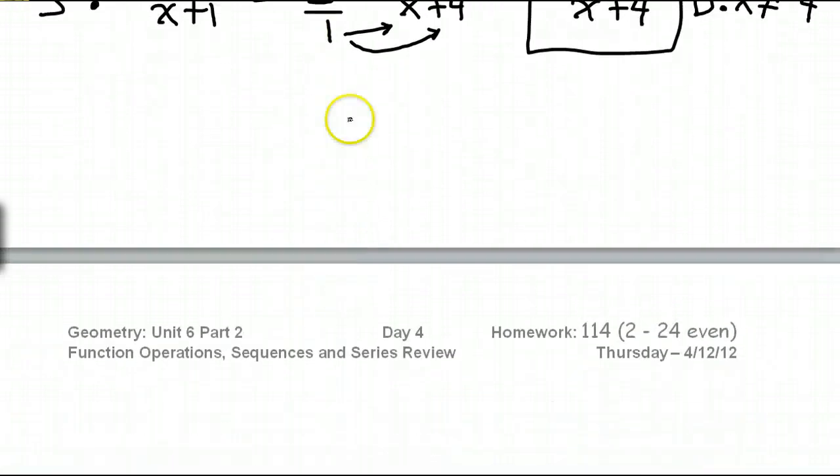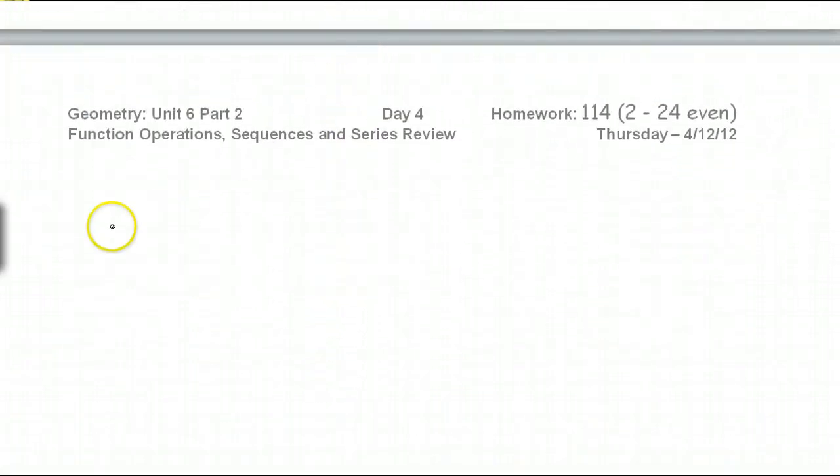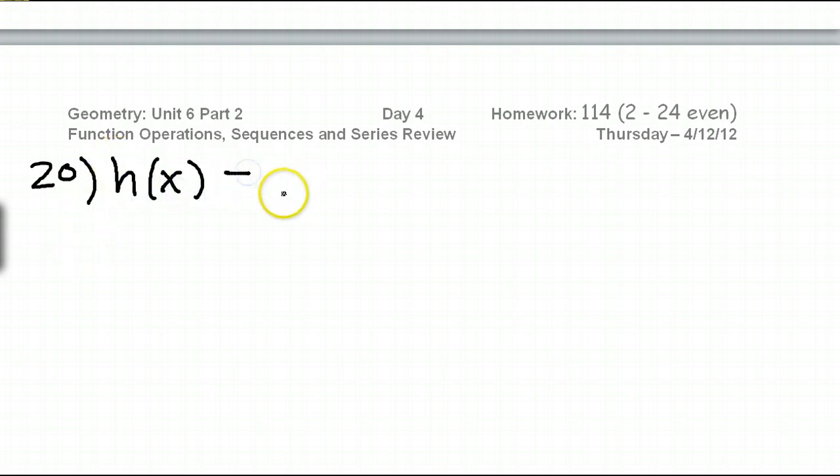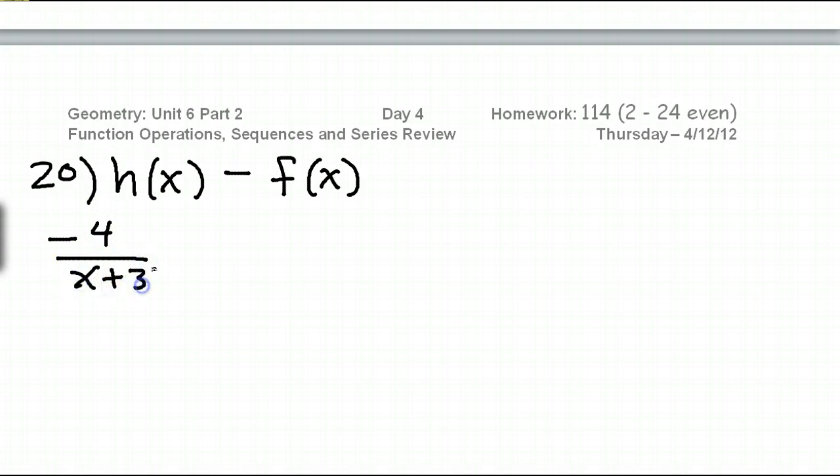How about number 20? Better go to a fresh page. Okay, so here comes number 20. h minus f. So h of x minus f of x. Okay, h of x is negative 4 over x plus 3. Negative 4 over x plus 3 minus. Now f of x is 3x plus 2. I better put this in parentheses. 3x plus 2.